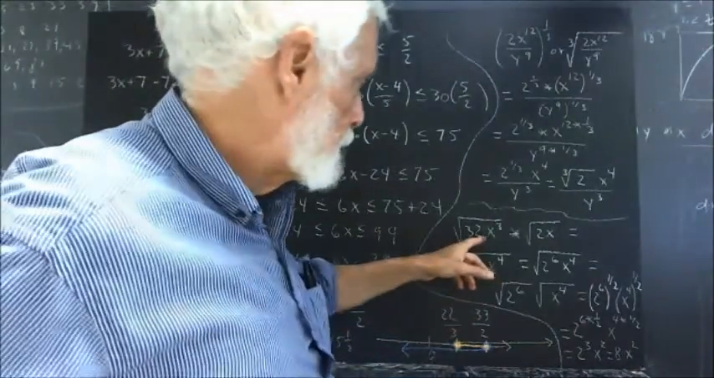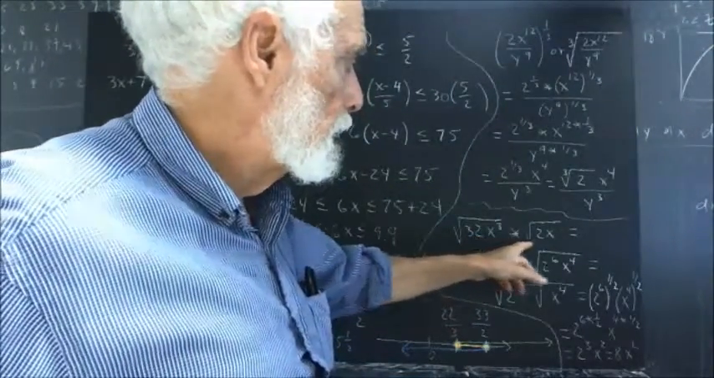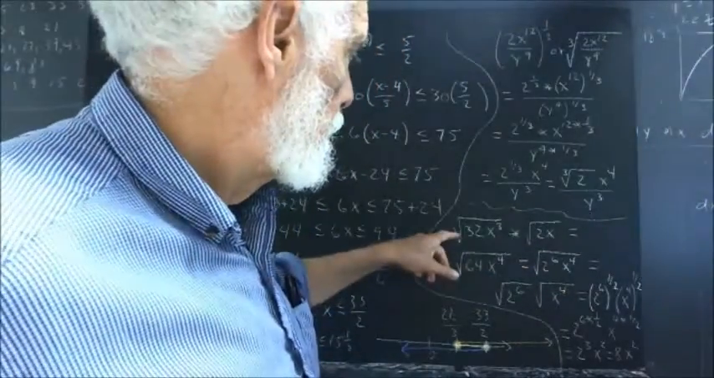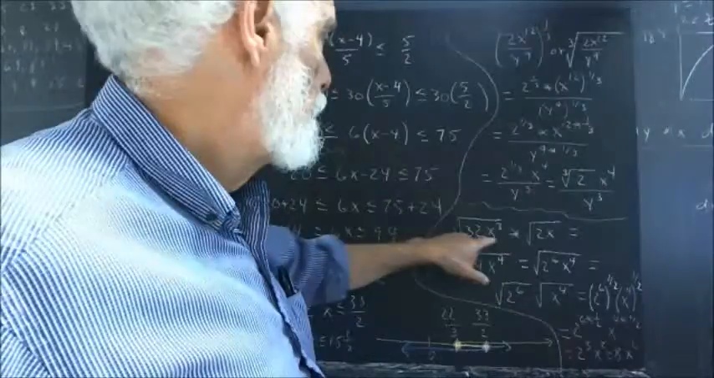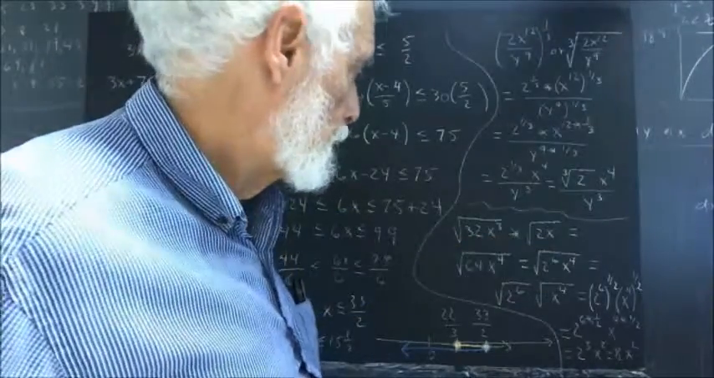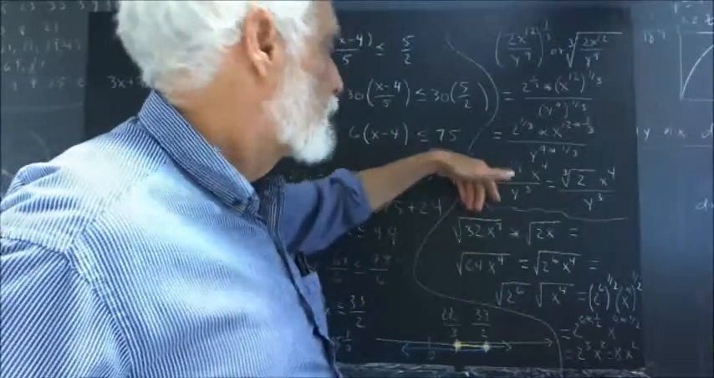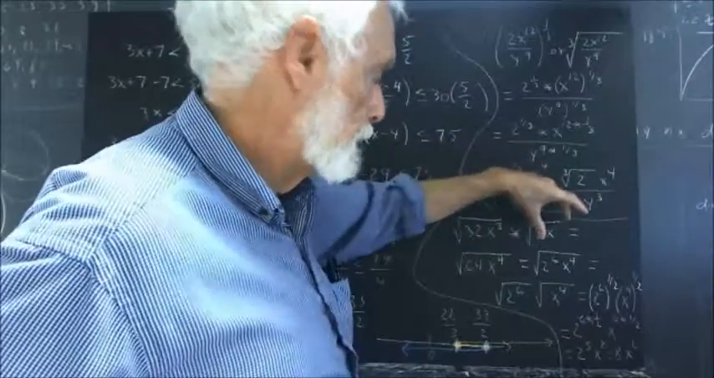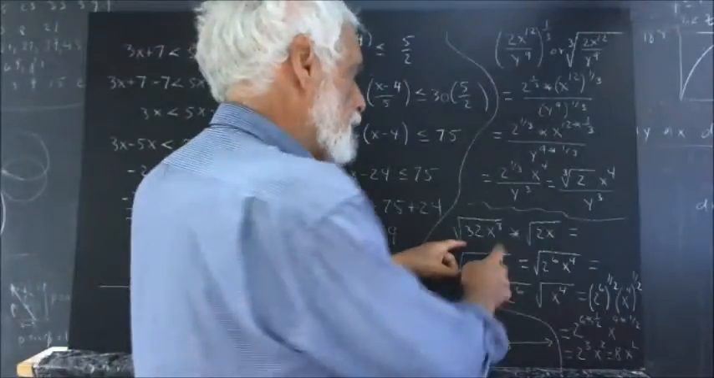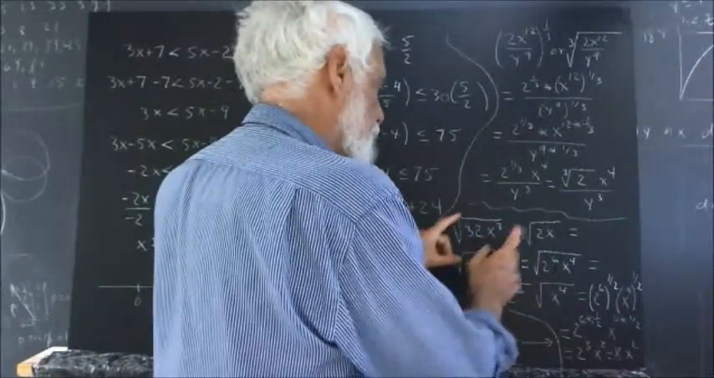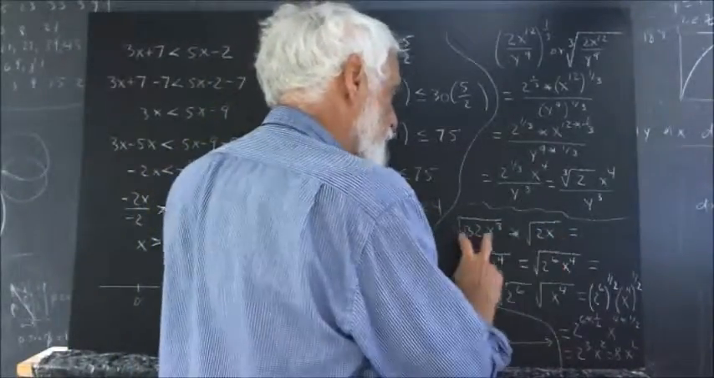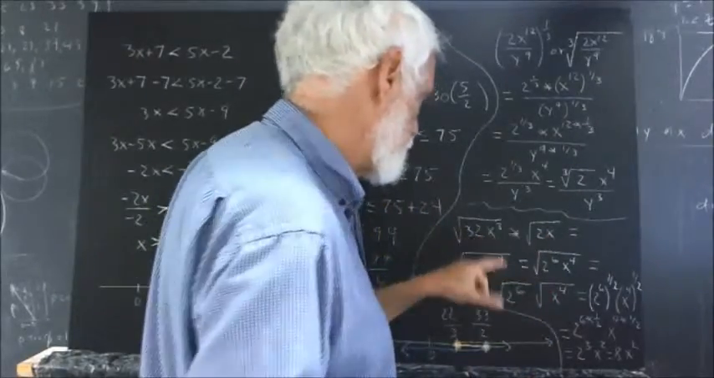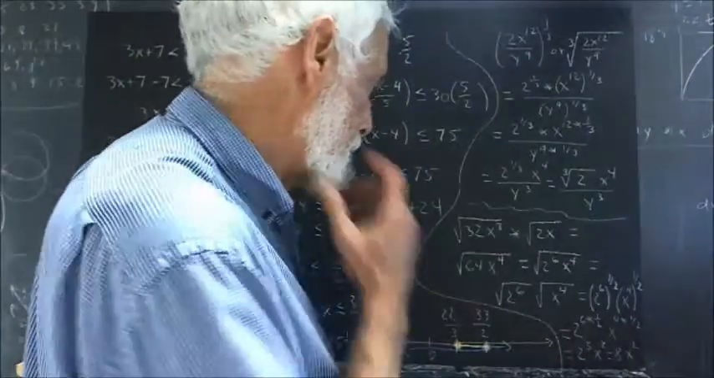Now let's take the square root of 32x cubed times the square root of 2x. I can multiply what's inside. Well, the square root of one thing times the square root of another thing is the square root of the product of those two things. So the square root of this times the square root of this is the square root of this times this. 2 times 32 gives us 64, x times x cubed gives us x to the 4th.